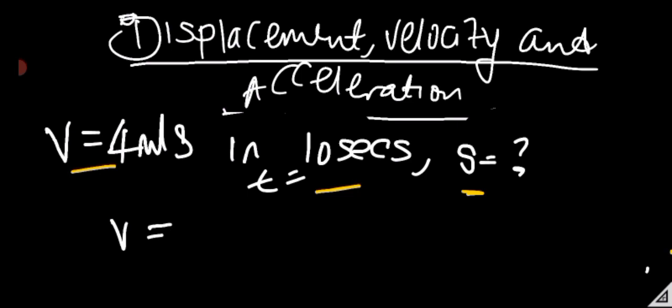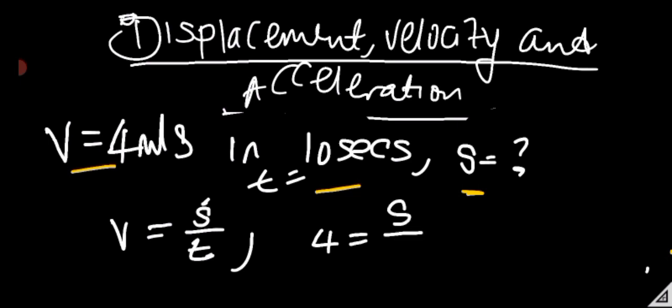The formula is V is equal to small letter s over t, right? So in place of V we have 4, equal to s. S is unknown, that's what we are looking for. Then small letter t is 10. So make s the subject of the formula, we cross multiply. Why are we cross multiplying? Because we want s to stand alone, and once s stands alone, that is the value we want.